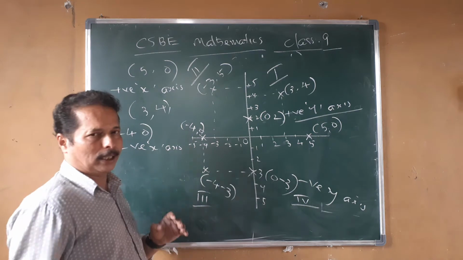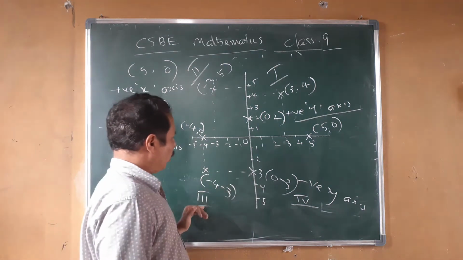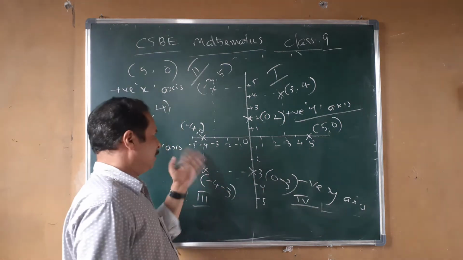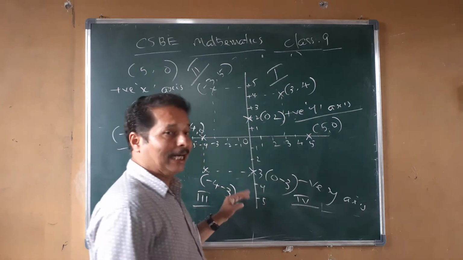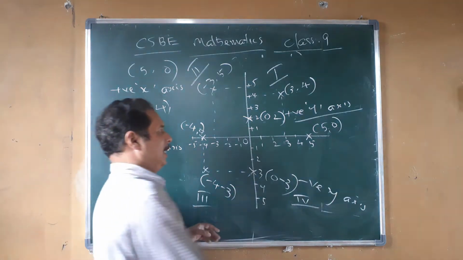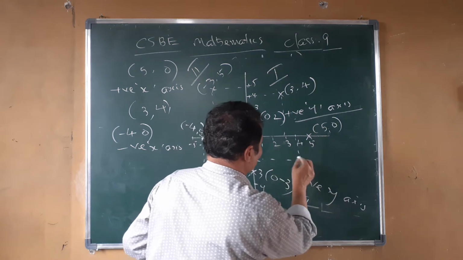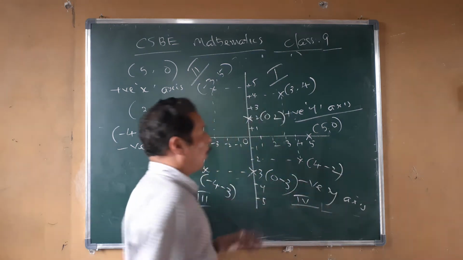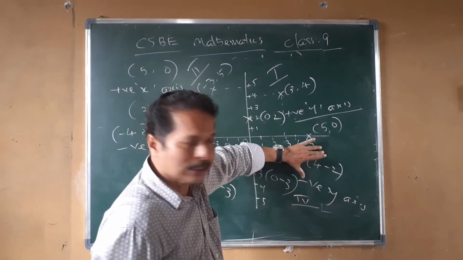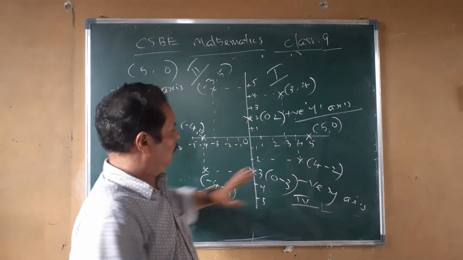And if you mark a point here, like minus 4, minus 3, that is in the third quadrant. Okay. If the x coordinate is negative and the y coordinate is negative, then it is in the third quadrant. Similarly, 4, minus 2. 4, minus 2 is a point in the fourth quadrant. It is the fourth quadrant. Okay.